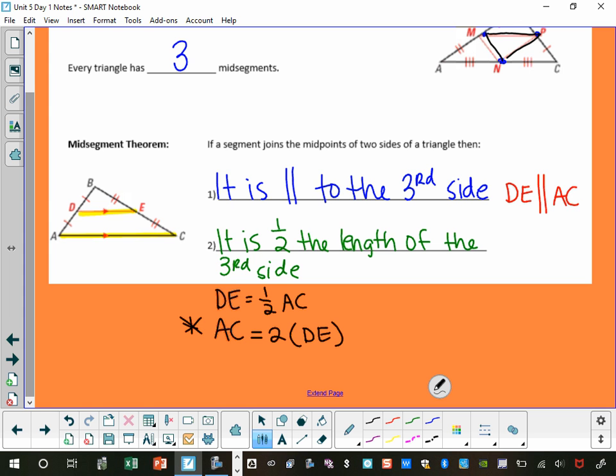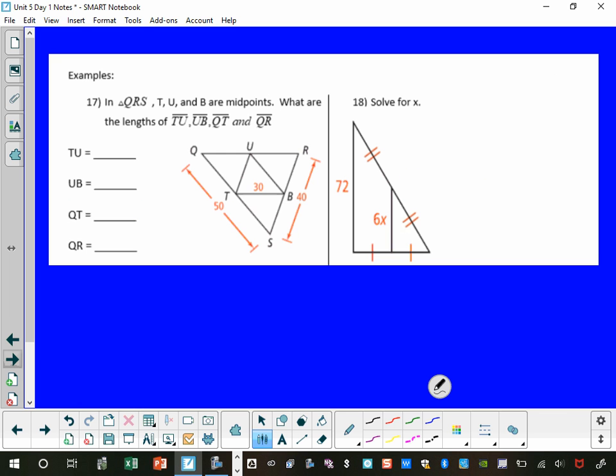All right, so let's turn the page. Here's where we really get into it. Look at your first example, number 17. It says the triangle QRS, which is the whole thing, T, U and V are midpoints. So that means T, U, and V are midpoints because it is the middle of each of those lines. They want to know what are the lengths of TU, UV, QT, and QR.